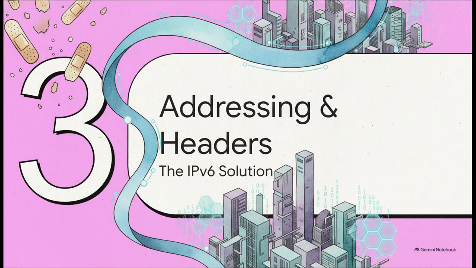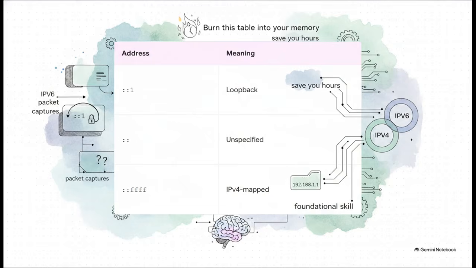So, let's leave the Band-Aids behind. Milestone 3, IPv6 addressing and headers. We're diving into the solution phase now to look at IPv6's brilliant architecture. Throughout your day-to-day IPv6 journey, these 3 core addresses are going to show up constantly in your docs, in your packet captures.